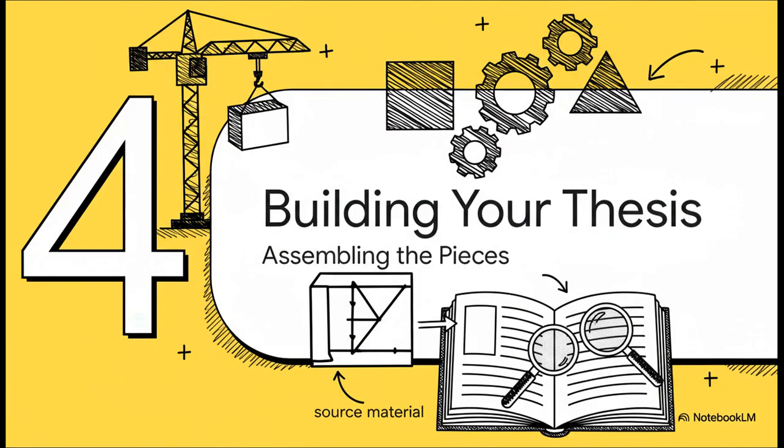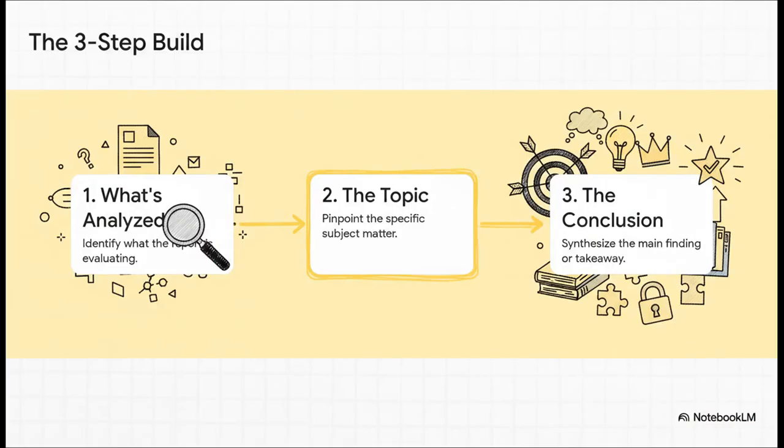Let's do it. All right, Section 4, let's build this thing. Assembling the pieces, step by step. It's time to start the construction. Remember our 3-part formula? We're going to find each of those components, what's analyzed, the topic, and the conclusion right inside this report. This is a really straightforward 3-step process.